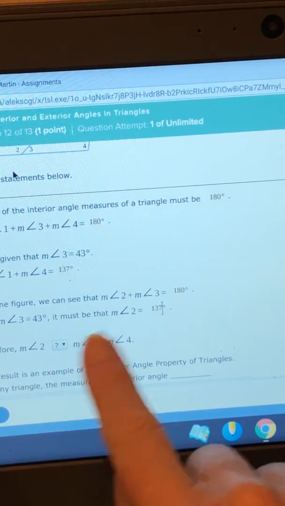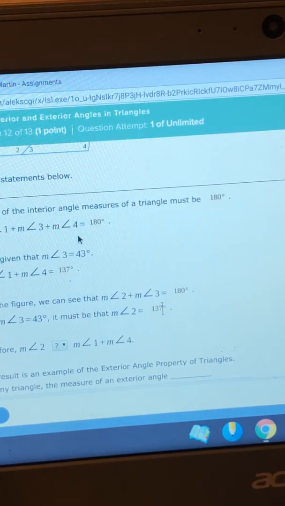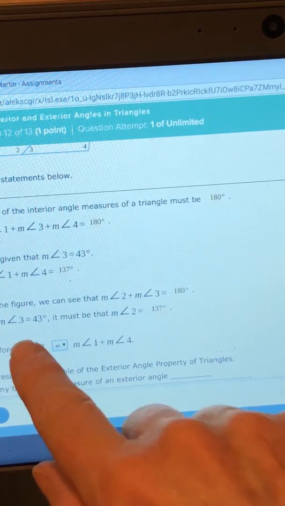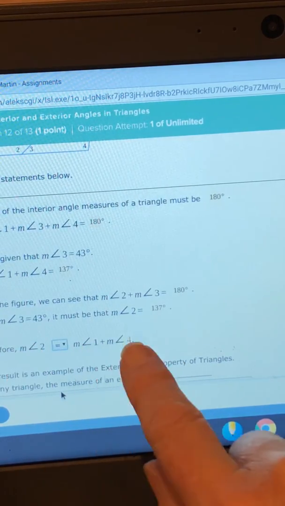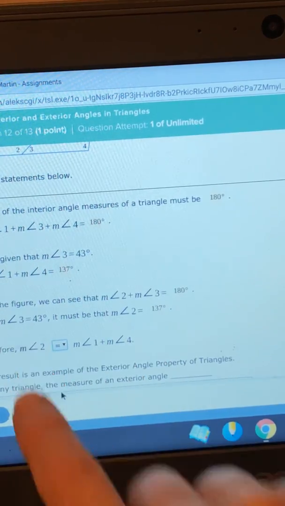So let's see. When you add angle 1 and angle 4, what do we put here? Do we put less than, greater than, or equal to? Well, the only thing we've said is that it equals the exterior angle. The sum of the remote interior angles always equals the exterior angle.